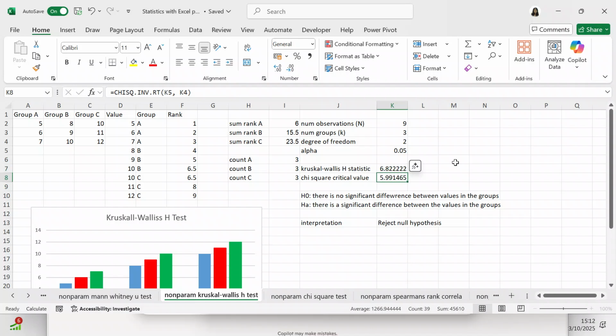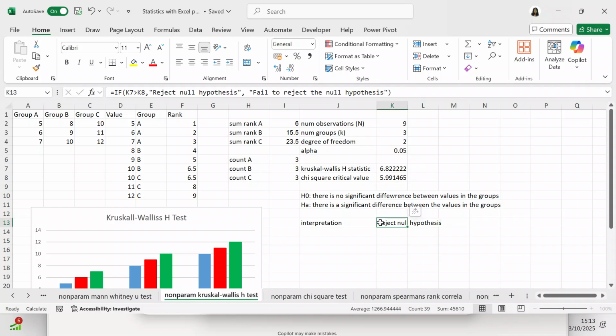Now we're going to talk about our null hypothesis and the alternate hypothesis. Your null hypothesis is there's no significant difference between the values in the groups, and your alternate hypothesis, which can be expressed as either H1 or HA, is there is a significant difference between the values in the groups. And then we're going to interpret it.